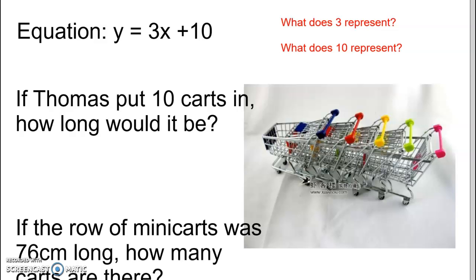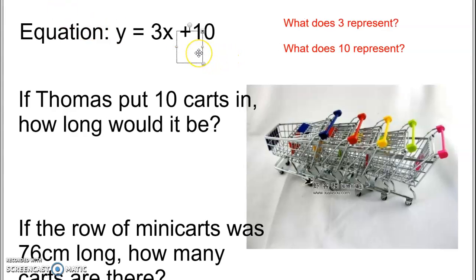So let's take a look at what this means. Here we have some mini carts. I'm telling you that the equation for the mini carts is y equals 3x plus 10. So what does the 3 represent? What does the 10 represent? Take a minute to think about that.